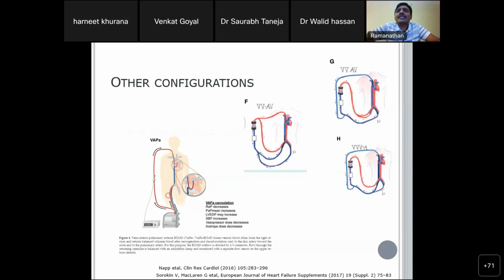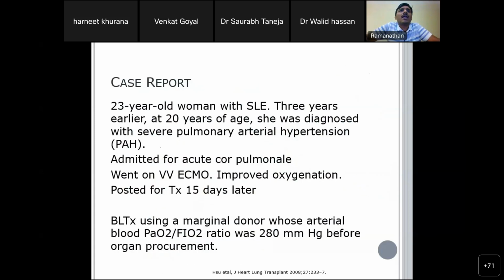Now, in addition to that, as I said earlier, you can have various other configurations. You can have a veno-arterial ECMO with an additional limb to the PA. You can have a veno-venous with arterial return, veno-venous, veno-venous, and arterial return. So all these configurations are possible, and this is not routinely used in clinical practice. So let us not deal with this in depth, because this is not something which you are going to do in day-to-day practice.